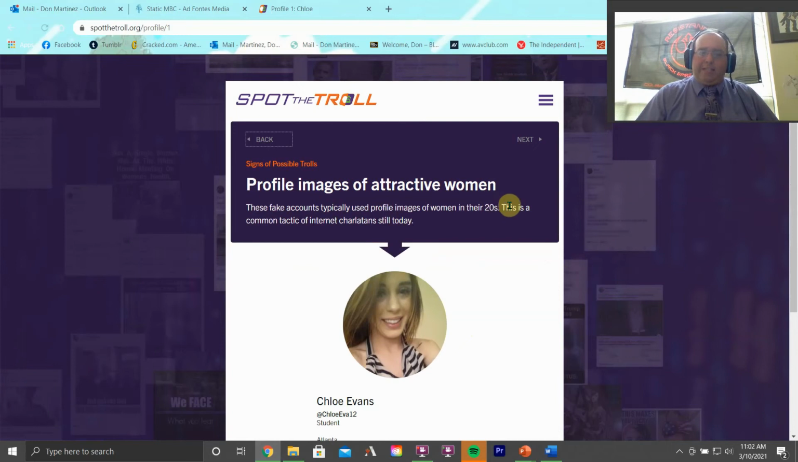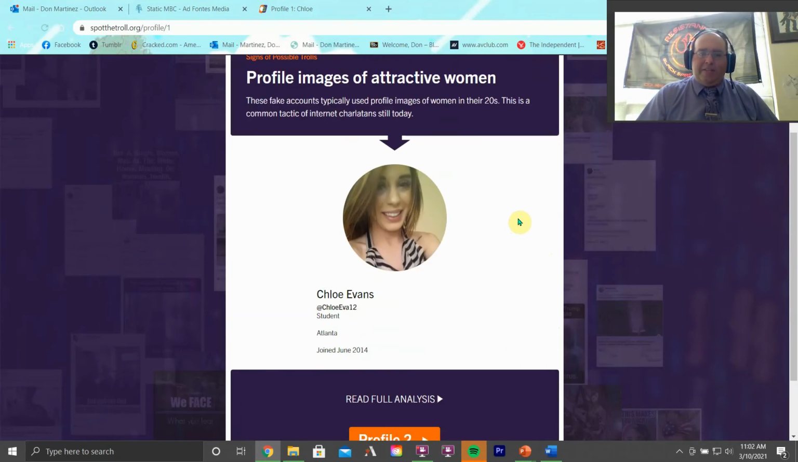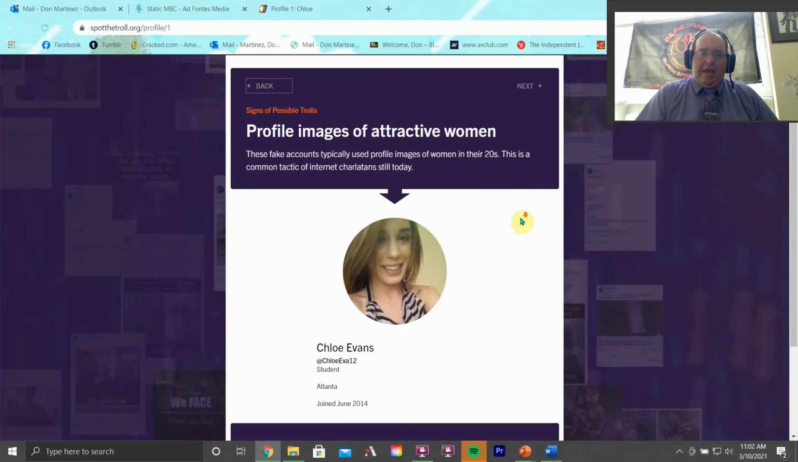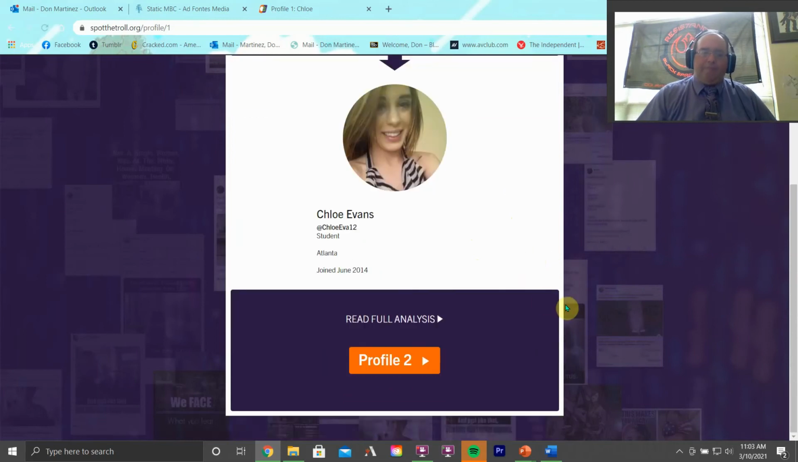Profile images of attractive women. These fake accounts typically used profile images of women in their 20s. This is a common tactic of internet charlatans still today, because most of the people who fall for these are men, and sometimes men can be horny idiots. Let's put it that way. Okay? So, be wary of anything that uses something like this, which actually looks like model stock photography, as their profile image. Okay?